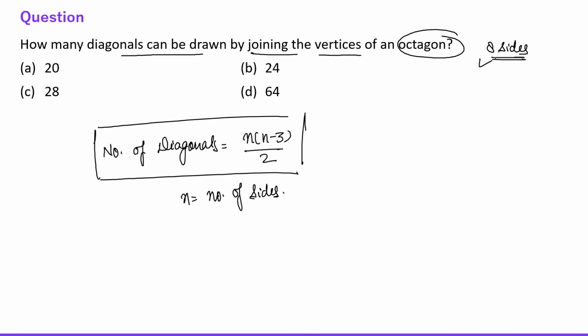So here how many sides are there? Sides are 8. So 8 into 8 minus 3 divided by 2. This is the number of diagonals. So which is 8 into 5 by 2, that is 40 by 2, which is 20, right? So how many diagonals do we have in an octagon? In an octagon we have 20 diagonals. Option A is the correct choice. Okay, now let's move to the other question.